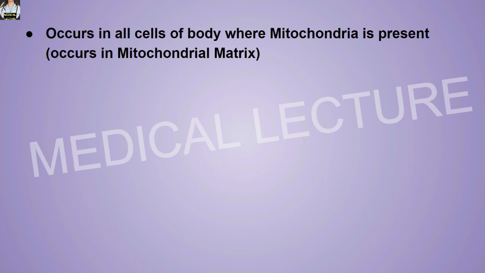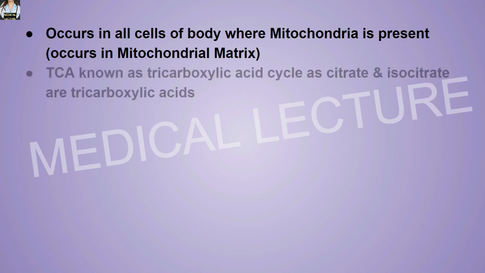The TCA cycle occurs in all the cells of the body where mitochondria are present. So this reaction occurs in the mitochondrial matrix, and that is why it occurs only in those cells which have mitochondria. So remember, it occurs in the mitochondrial matrix.